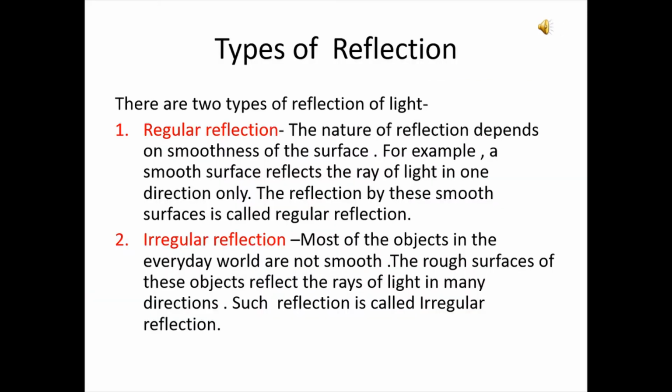Now, types of reflection. There are two types of reflection of light. One is called regular reflection and the other is called irregular reflection. The nature of reflection depends on the smoothness of the surface. For example, a smooth surface reflects the ray of light in one direction only. The reflection by these smooth surfaces is called regular reflection. And most of the objects in the everyday world, are they smooth? They are not smooth. The rough surfaces of these objects reflect the ray of light in many directions, and such reflection is called irregular reflection.